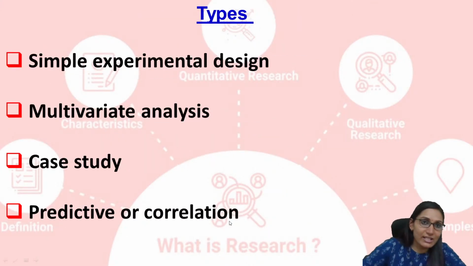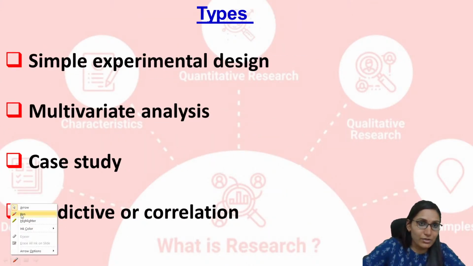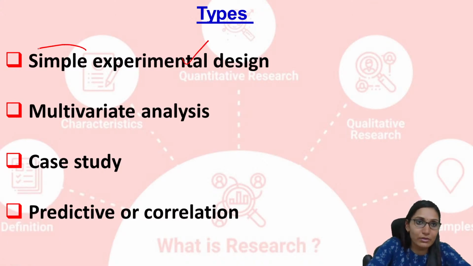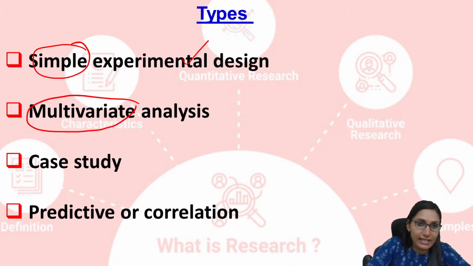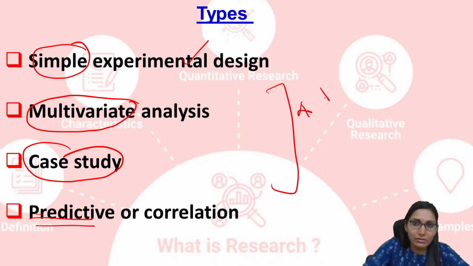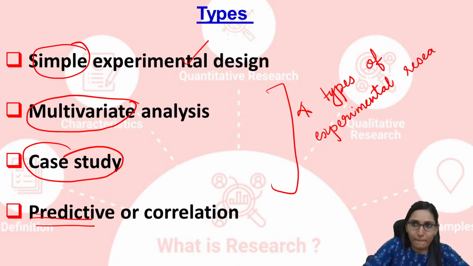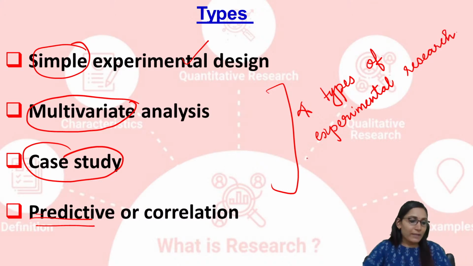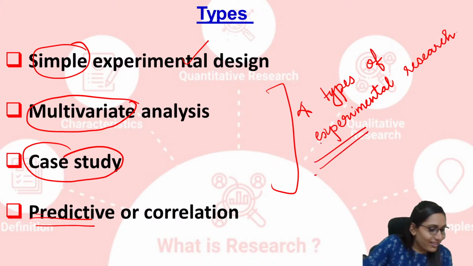Now we will also see the types of experimental research. Simple experimental research. So these are the types. Multivariate analysis, then case study, predictive or correlation analysis. So these are the four types of experimental research. Okay. I'll take up the comments.